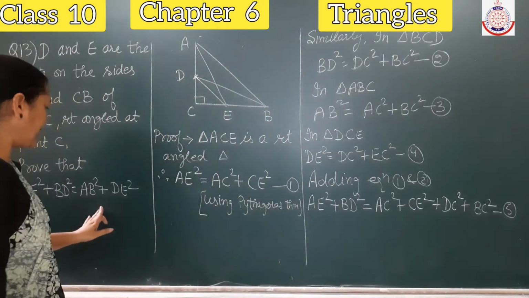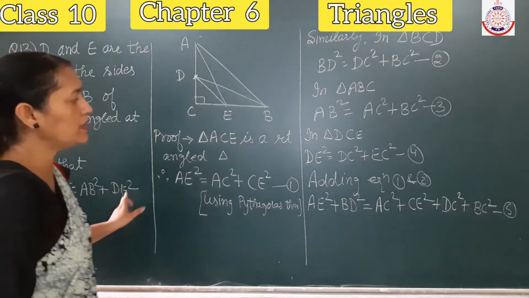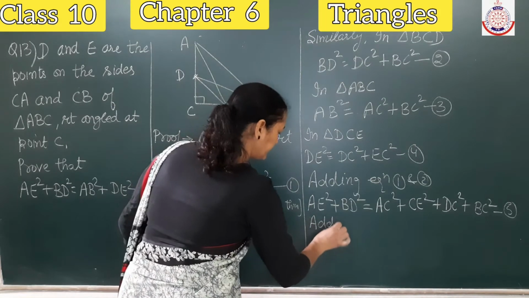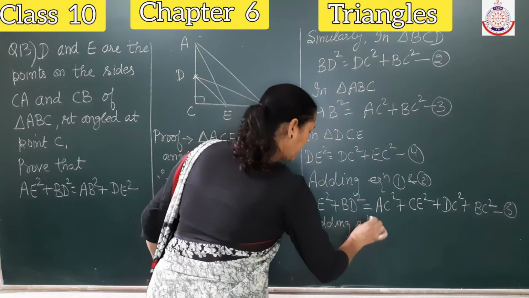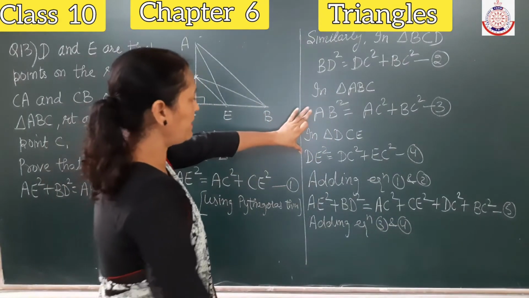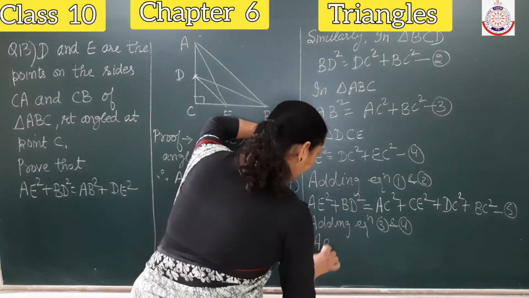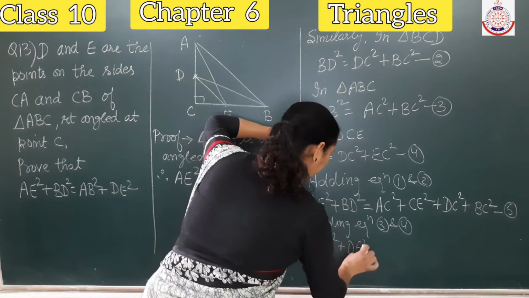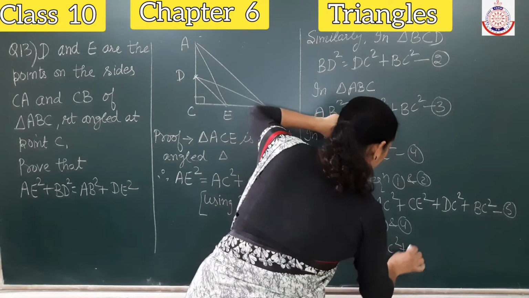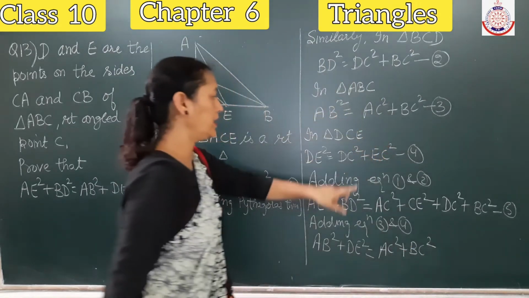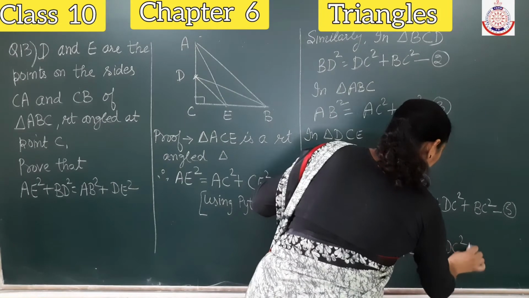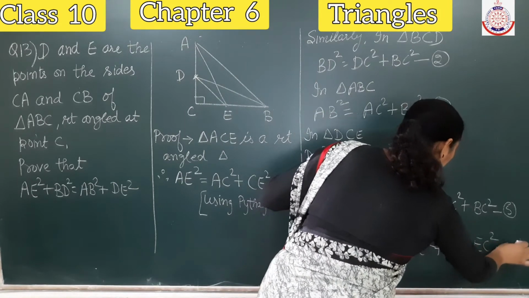And on the right hand side we needed to have AB square plus DE square, means adding equation 3 and 4. Adding equation 3 and 4, we will be getting AB square plus DE square equals AC square plus BC square plus DC square plus EC square. It will be equation number 6.